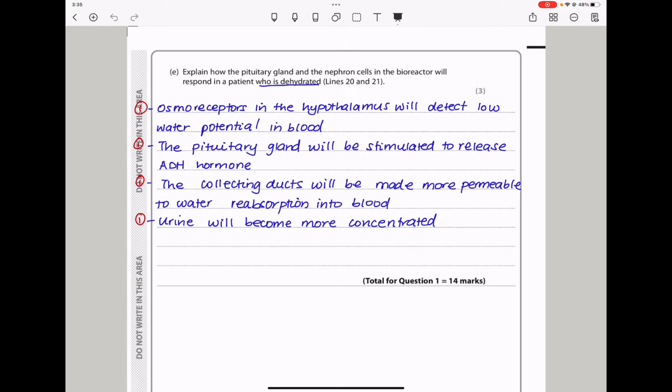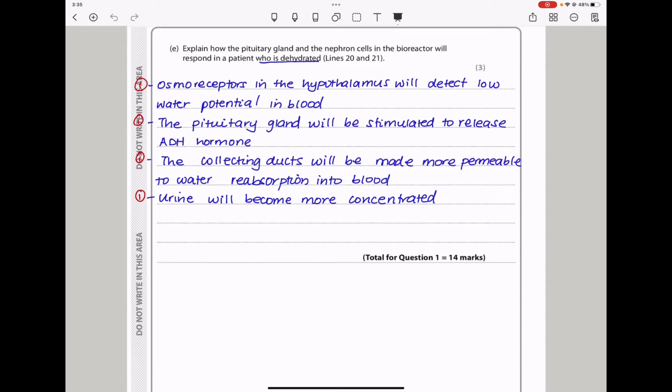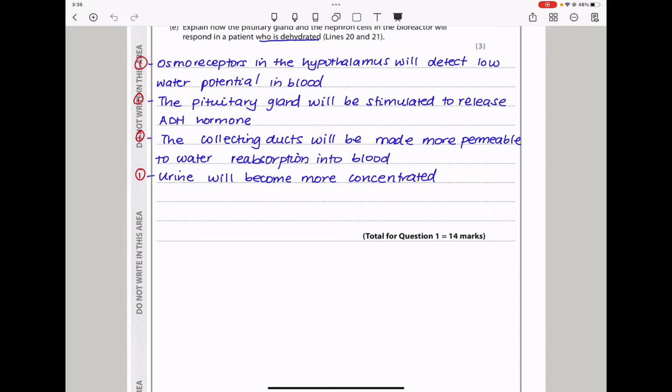This ADH hormone is going to stimulate the collecting ducts to be more permeable to water, so reabsorption of water into the blood can occur, and the produced urine is going to be more concentrated. So this brings us to the end of question 1. Let's continue to question 2.